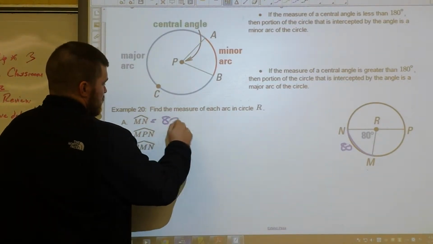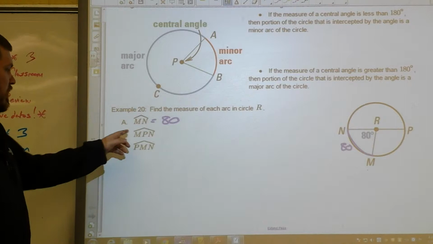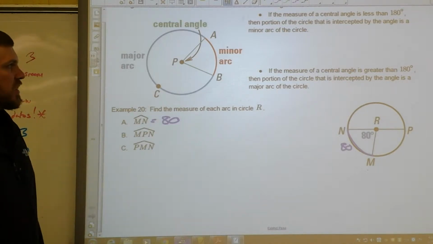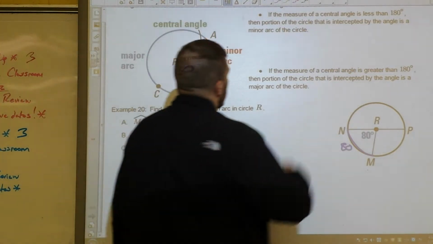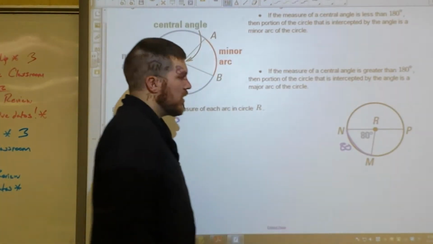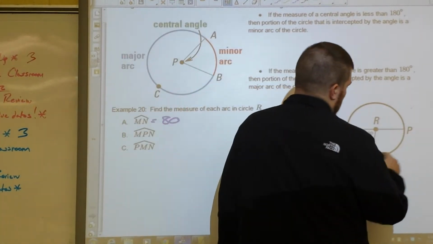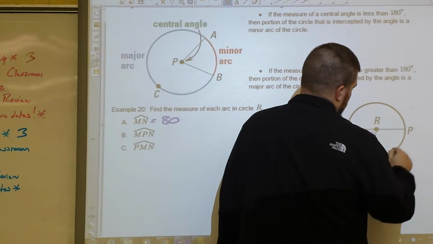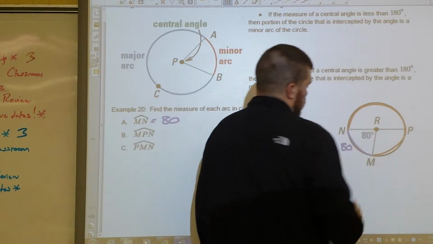So the measure of this arc is 80. Now I want to find the measure of arc MPN. Let's do that one in red. So I want to just follow the letters, M to P to N. So that's the arc I'm trying to find.